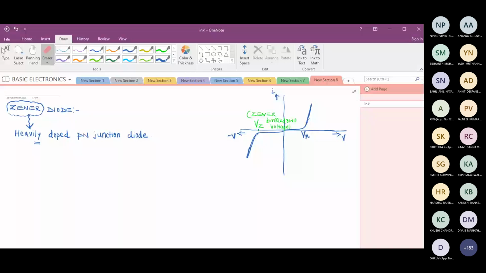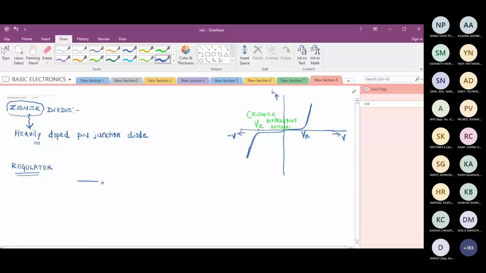If I want some application where the diode is getting reverse bias, the best example or the best application I can give is the regulator circuit. I'm going to explain the regulator circuit. Fine. Now what we do in this is, I take a Zener diode.